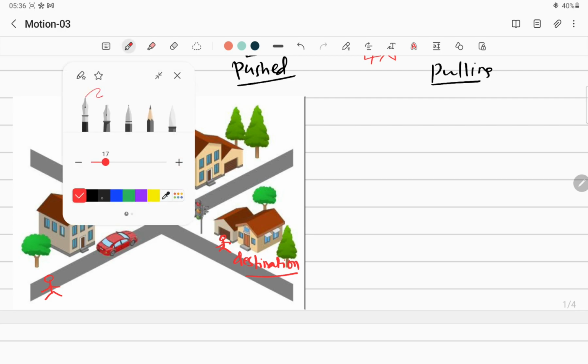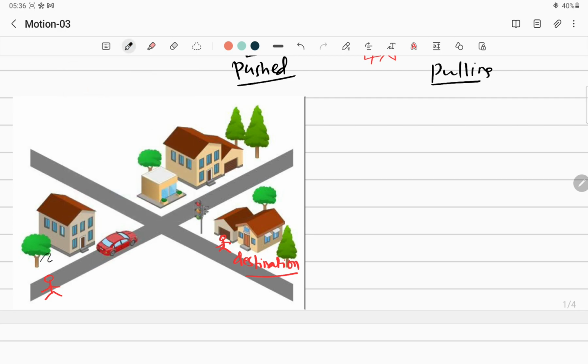How will your friend guide you? Tell me. If you tell your location that nearby there is a tree and a red car passing by, how will your friend guide you? Your friend will say, come 200 meter straight. After coming 200 meter straight, you will get a circle here, as in four roads are there. Four roads are there. Your friend will say, in the circle you take right.